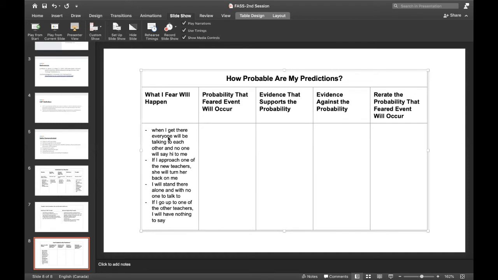Okay. Can you maybe rate from 0 to 100% how likely each of these will occur? Yeah, I guess the first scenario, 20. Okay. The second scenario, 20. The third scenario, also 20. And the last one, pretty high at 80. Okay. And why do you think that you will have nothing to say? And I can add this to the evidence that supports the probability. Just that when I'm anxious, I often have difficulty finding something to talk about. Okay.